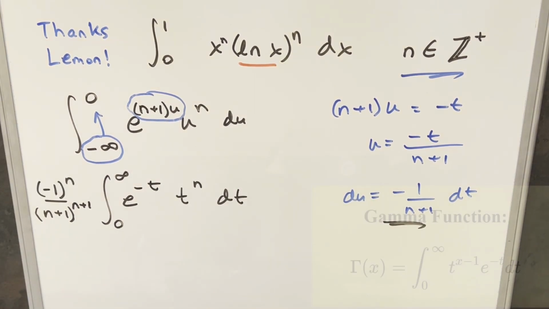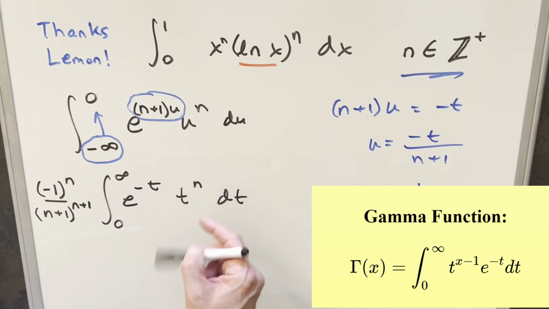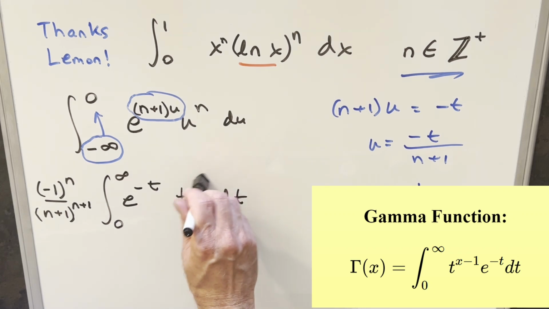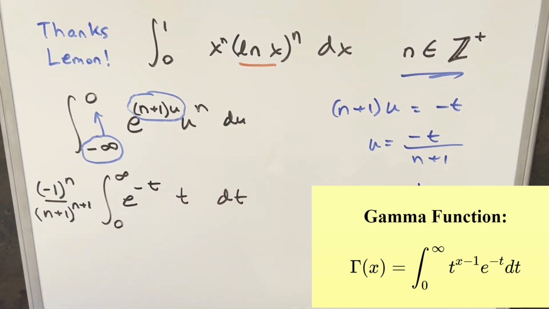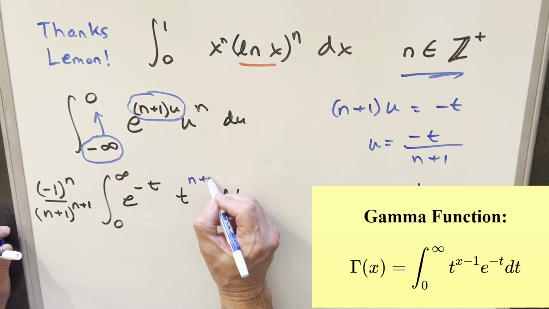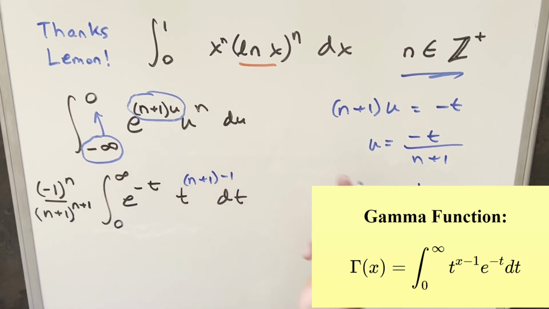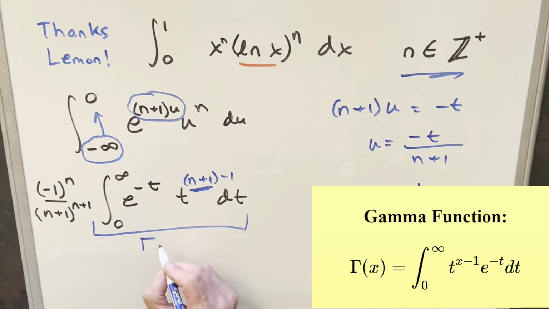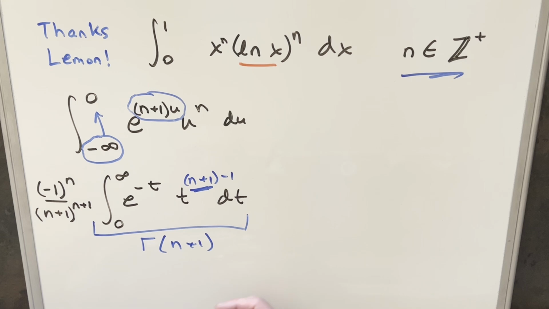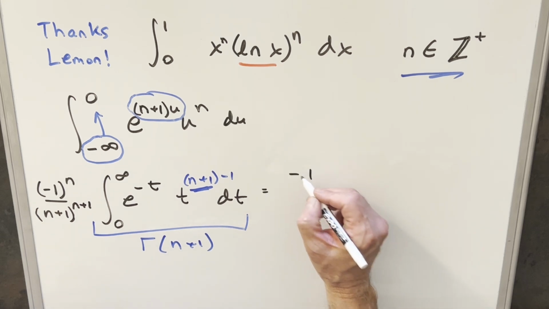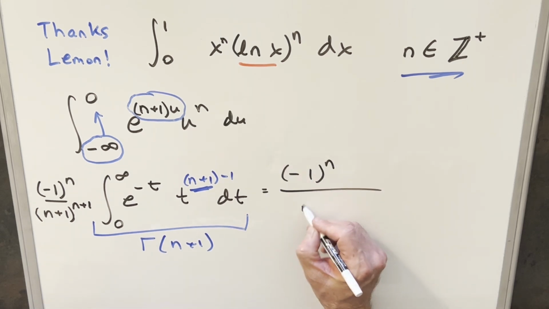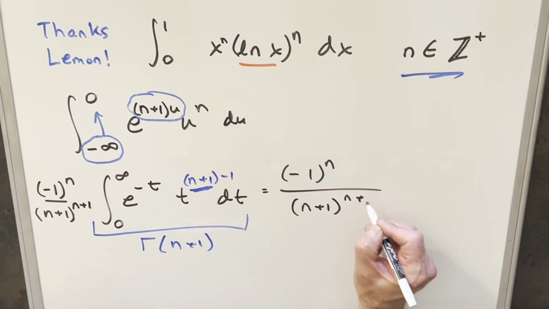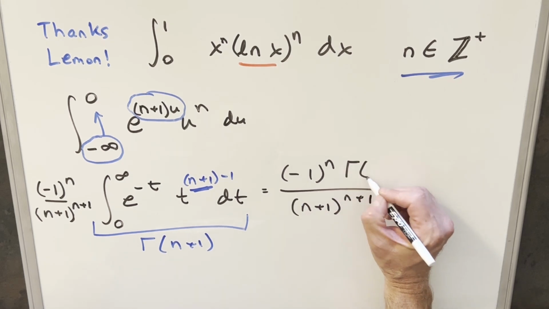And now we pretty much have this set up to use the gamma function, but I need to do one thing. This exponent should be something minus 1. So in order to create a minus 1 on here, we can write this as n plus 1 and then subtract 1. That way we just added 0 to it. So then we have our input here for the gamma function. And then this whole thing here is just going to become our gamma of n plus 1. And now we can take what we have in front and combine it with our gamma of n plus 1. We can write this as minus 1 to the n over n plus 1 to the n plus 1 times gamma of n plus 1.